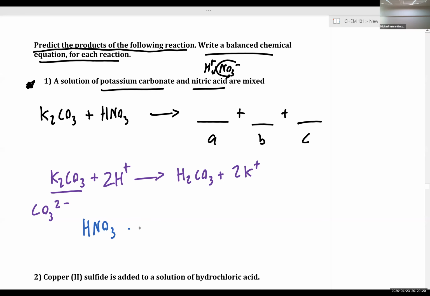So nitric acid, what is the conjugate base of nitric acid? What happens when nitric acid loses all of its protons? What do we get? Nitrate, exactly right. And how many H+ equivalents have we thrown away? As we can see, just by balancing our number of atoms, we threw away 1 equivalent of H+.